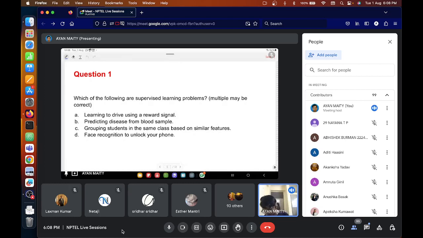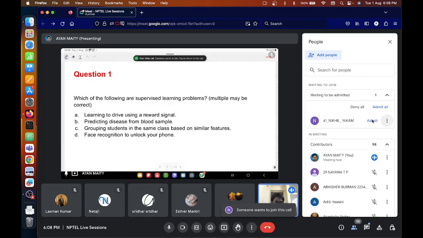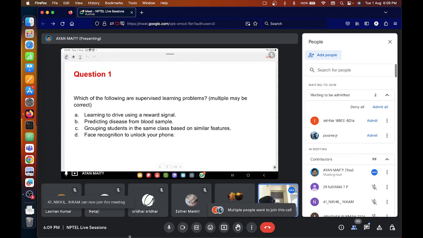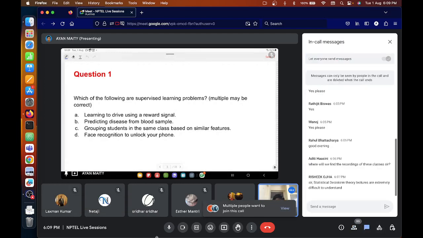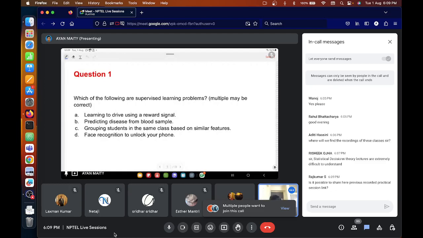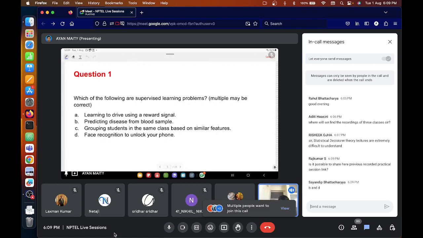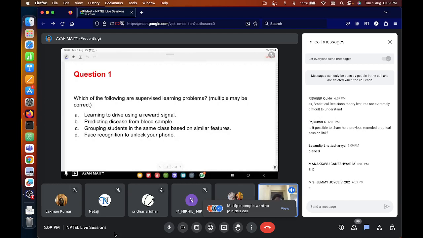So this is the first question. Which of the following are supervised learning problems? Multiple answers may be correct. There are four options. The first option is learning to drive using a reward signal. Second option is predicting disease from blood samples. Option C is grouping students in the same class based on similar features, and option D is face recognition to unlock your phone. So which of these are supervised learning problems? Multiple options may be correct here.